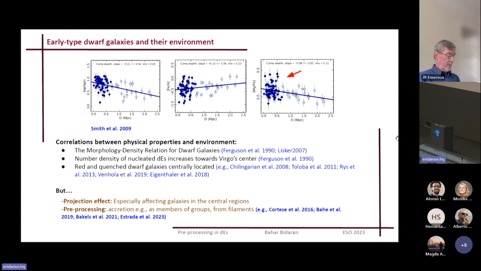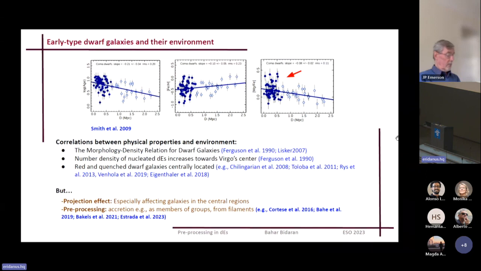Meaning that they have been exposed to these environmental effects that can affect their properties partially or completely. This is what we call pre-processing. And pre-processing is very important because according to the studies and simulations, up to 50% of the present-day population of clusters are made up of pre-processed galaxies.